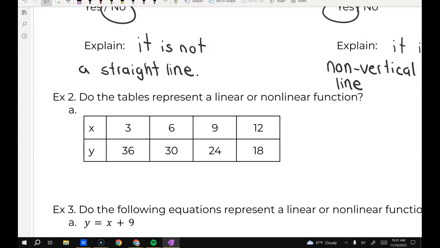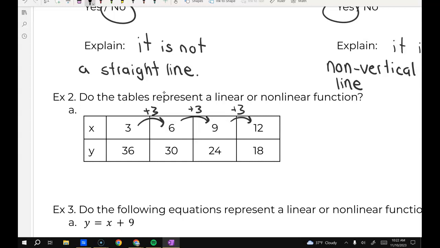Up by 2, 3, up by 3. So I like to say our x's are going up 3, up 3, up 3. We say our inputs are going up at a constant rate, increasing by 3 each time.